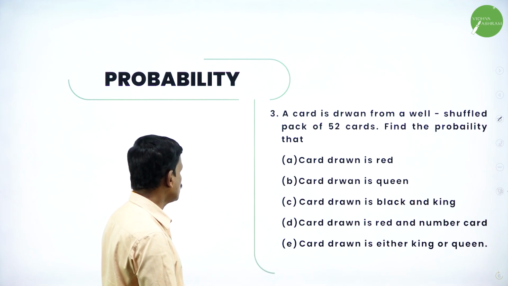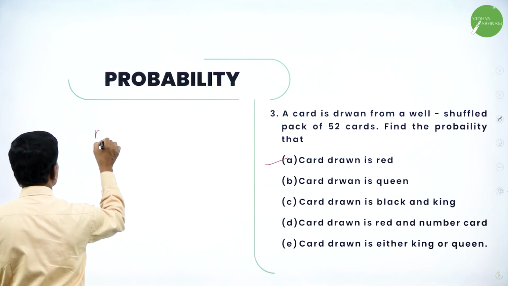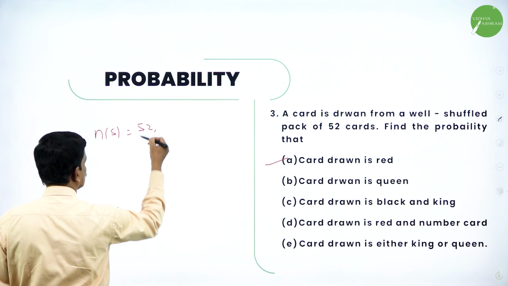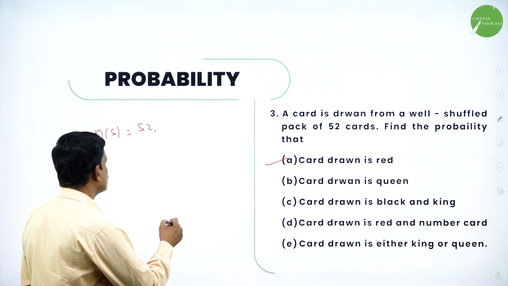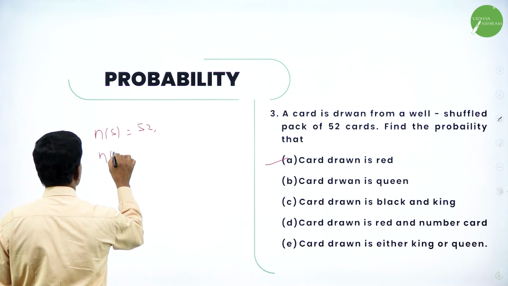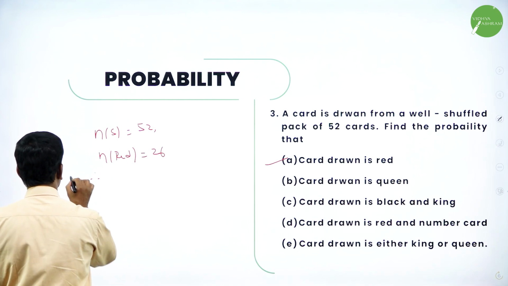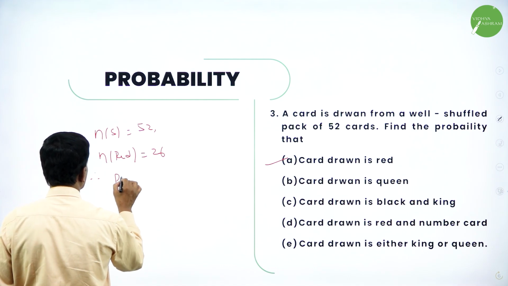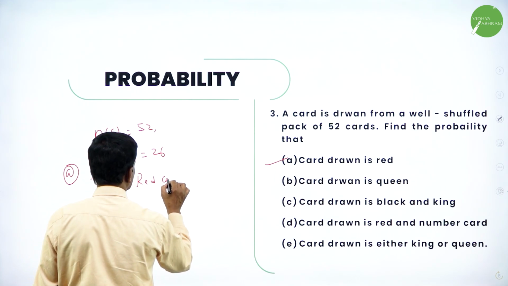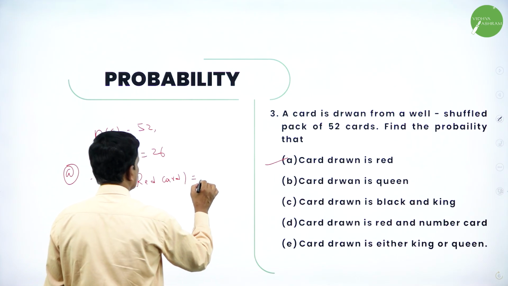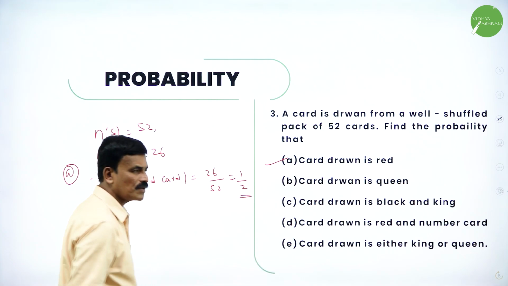First, a card is drawn which is found to be red. What is given? n of S is equal to 52. The number of cards in the deck, that is the sample space, contains 52. Now the first condition, the number of red cards, n of red cards, is equal to 26. So the probability of getting a red card is 26 divided by 52, that's equal to 1 by 2. This is the first condition.